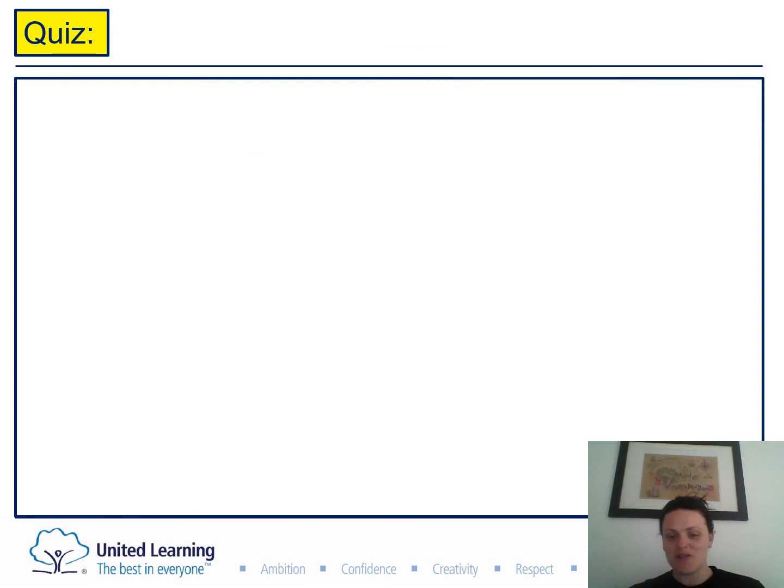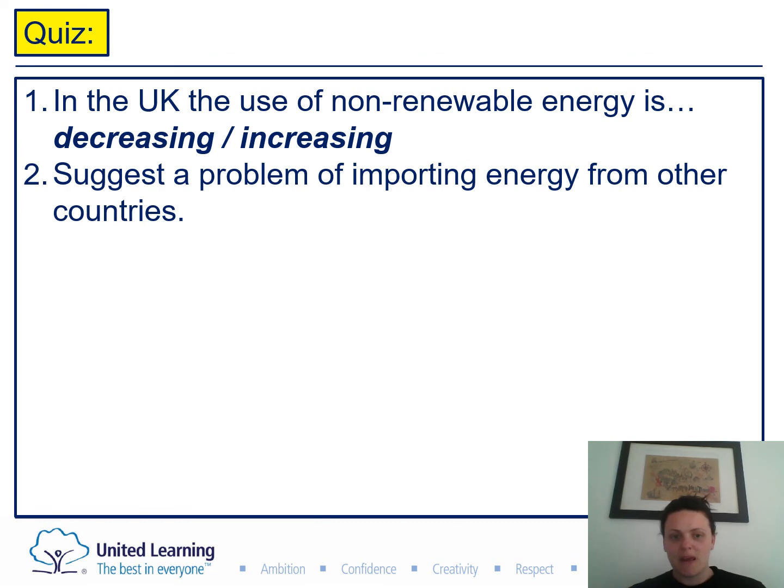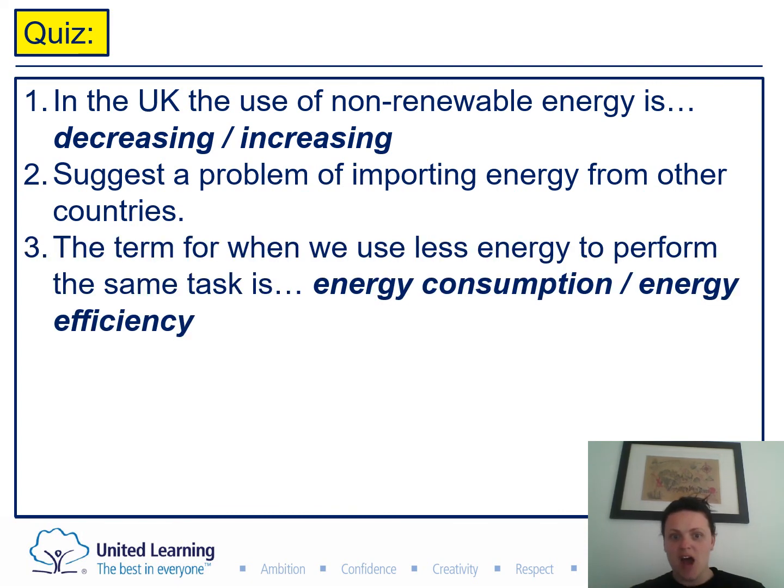Okay, you guys know the drill. Let's do our quiz. So when I put up the questions, just write the answer. Okay, here we go. In the UK, the use of non-renewable energy is increasing or decreasing? Suggest a problem of importing energy from other countries. The term for when we use less energy to perform the same task is what? Energy consumption or energy efficiency.